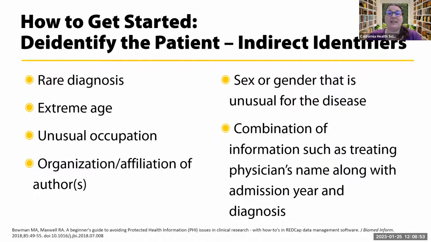So in addition to those direct identifiers, you also need to consider indirect identifiers, like a really rare diagnosis, extreme age, like it's this person's 101 years old and this happened to them. An unusual occupation, sex or gender that is unusual for the disease. And then there's also considering the combination of factors, such as the treating physician's name, along with the admission year and diagnosis. So sometimes it's not just the pieces alone, but in combination.